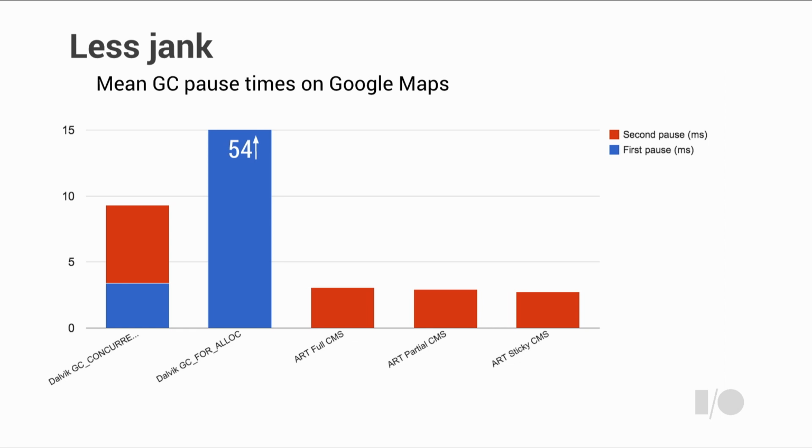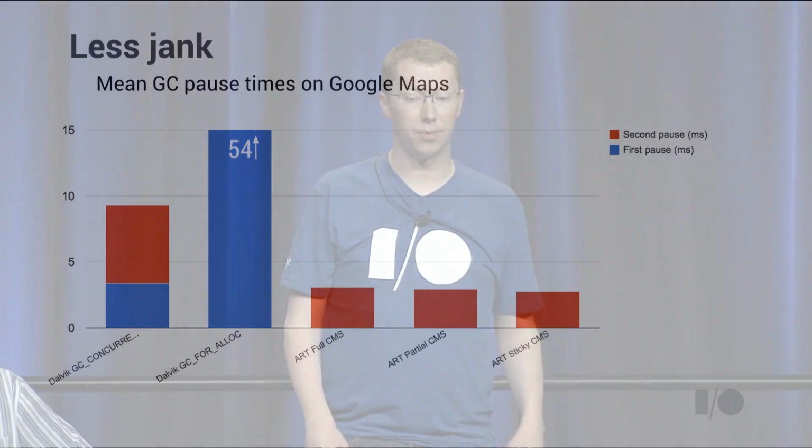The GC for allocs was typically taking, the average one was around 54 milliseconds, and so that translates into a lot of dropped frames. What is ART looking like in the same test scenario? Well, the average pauses are coming in at 2.5 milliseconds. So that's around 4 times faster.